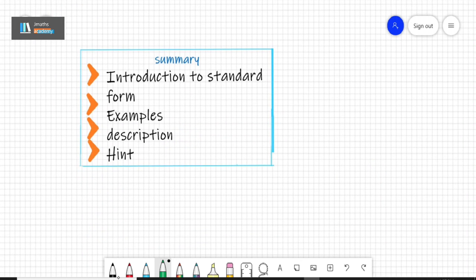So today I've introduced you to standard form. I'm sure you can convert any number to standard form. You know how standard form looks. I gave you a hint.